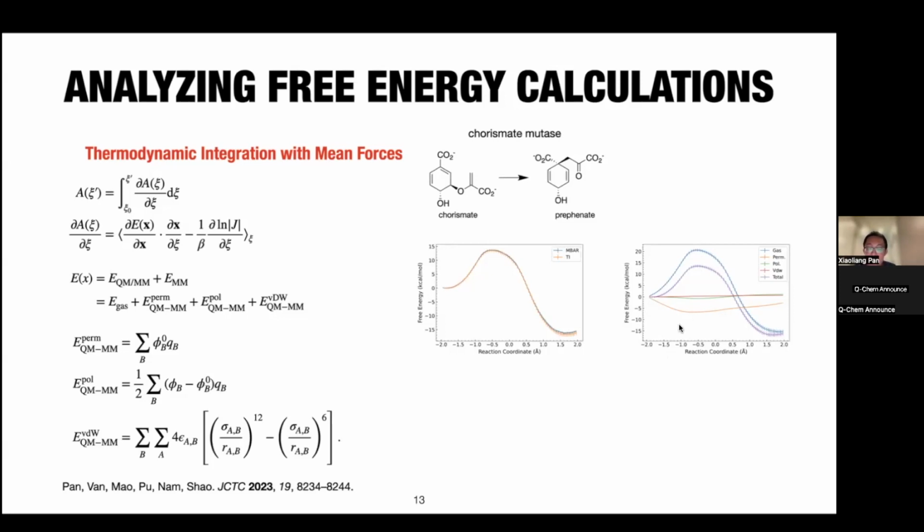So we can say the MM environment, or the enzyme, brings down this barrier mostly by the permanent electrostatics, and the polarization effects are relatively small. I think it's only 10% of the total contribution. And the van der Waals interaction in this case is almost negligible. So this can give us a very nice physical picture of this mechanism.